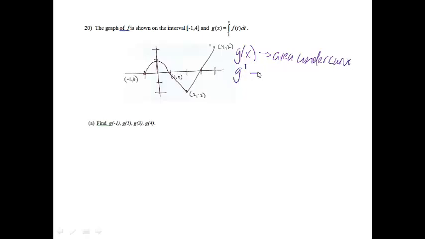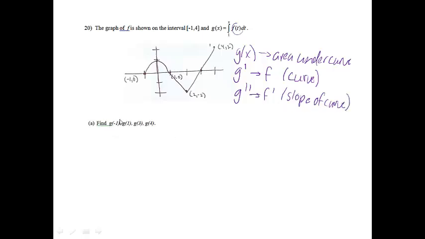If they ask me anything about g prime, it's going to be the derivative of this integral, so it will actually just be f. So we'll just be looking at the curve. And then g double prime is going to be f prime, or the slope of the curve. So just keep that in mind as we are doing this problem.